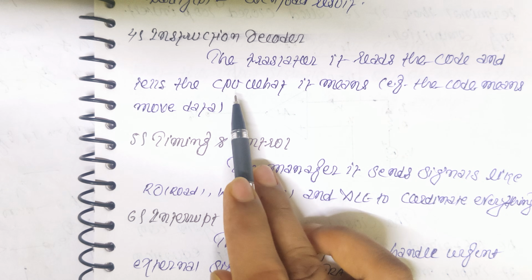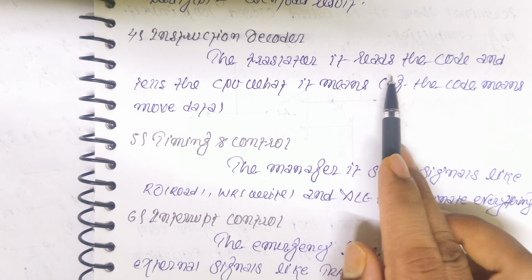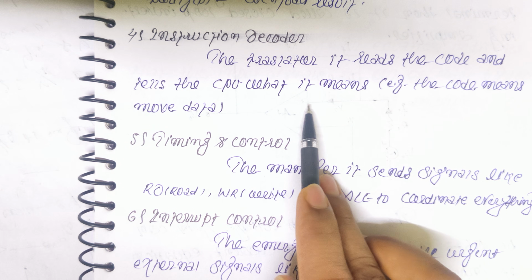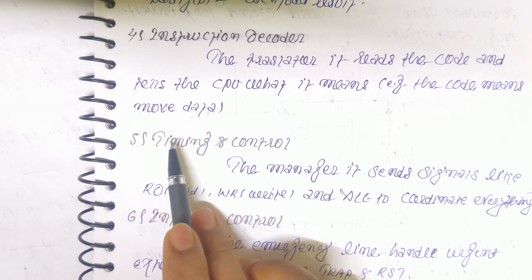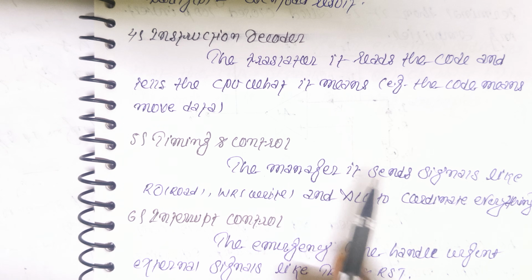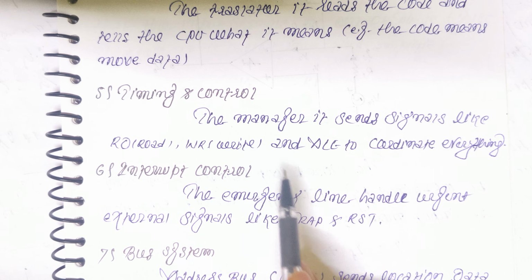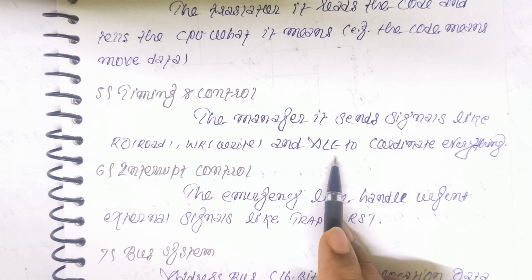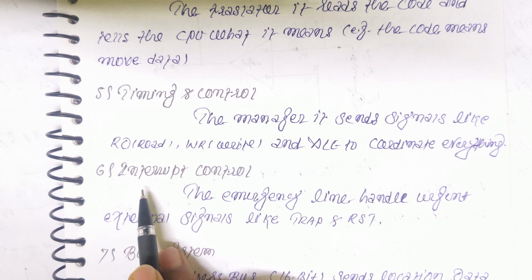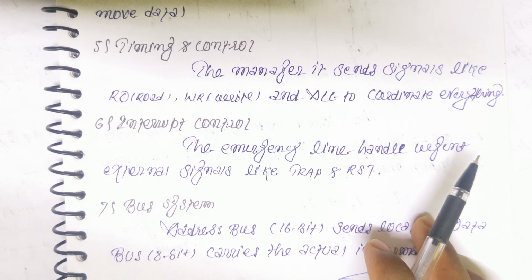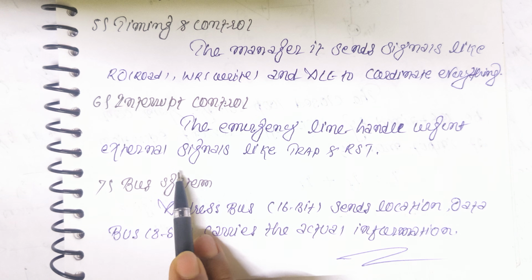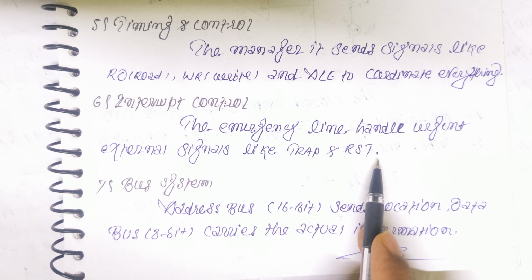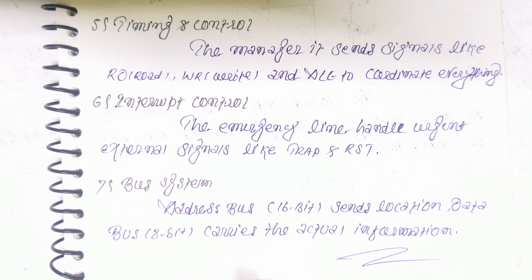Fourth, instruction decoder, the translator. It reads the code and tells the CPU what it means. Example, the code means move data. Fifth, timing and control. The manager sends signals like RD for read, WR for write, and ALE to coordinate everything. Sixth, interrupt control. The emergency line handles urgent external signals like TRAP, RST. Seventh, bus system. The 16-bit address bus sends location data, and the 8-bit data bus carries the actual information.